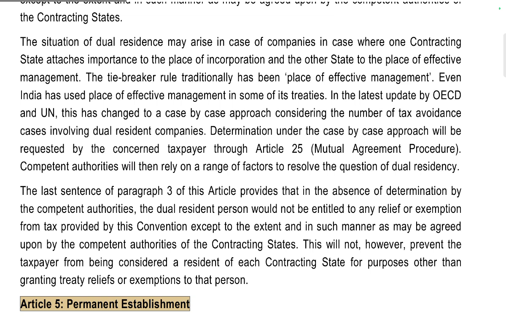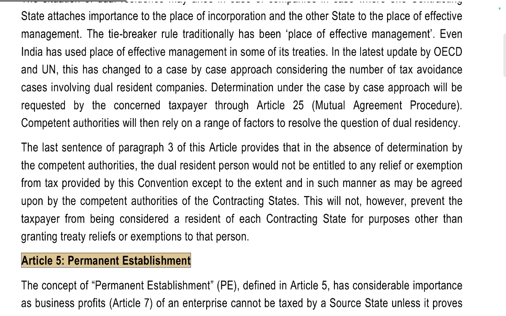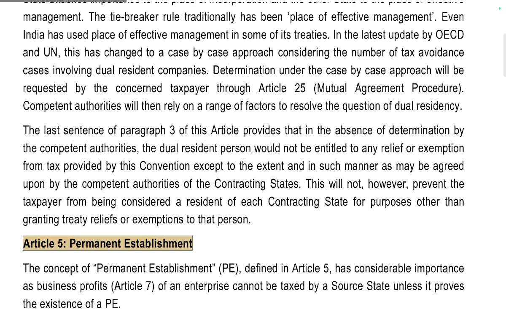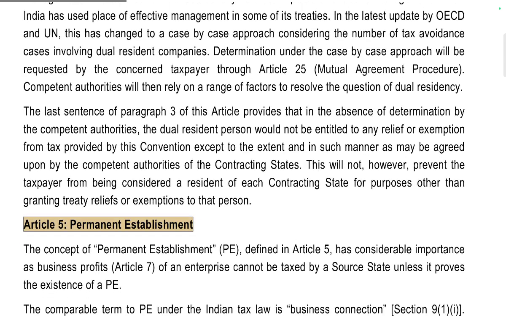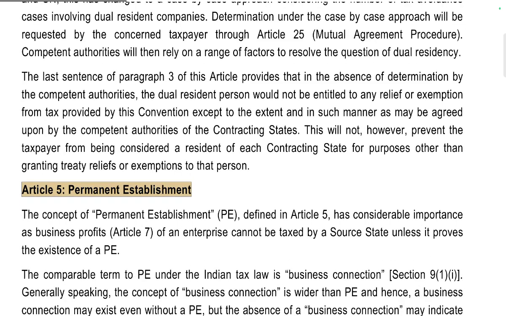The latest update of the OECD and UN has moved to a case-by-case approach, considering the number of tax avoidance cases, including dual resident companies. Determination under the case-by-case approach will require the concerned taxpayer to use the Article 25 mutual agreement procedure. The competent authority will then rely on a range of factors to resolve the question of dual residency.